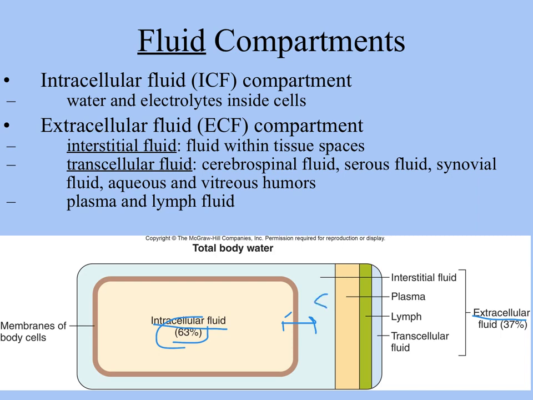Interstitial fluid is constantly exchanging contents with the plasma. The interstitial fluid is also constantly exchanging components with lymph fluid. And then we have this other fluid compartment called transcellular fluid, which consists of cerebrospinal fluid bathing the brain and spinal cord, serous fluid surrounding your pericardium, your parietal peritoneum, and your pleura of the lungs, synovial fluid, which you'll find in the joints, aqueous and vitreous humors, which you'll find in the eye.